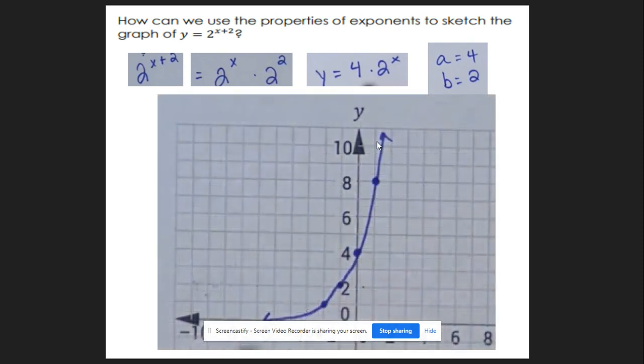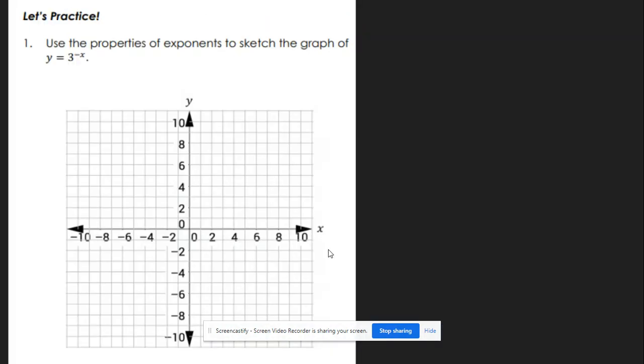So I can make my table of values. I can plot my y-intercept and I can say, okay, well, if x is 0, y is 4. 4 times 2 is going to give me 8. I can keep going and reverse that in the other direction. You can always use Desmos.